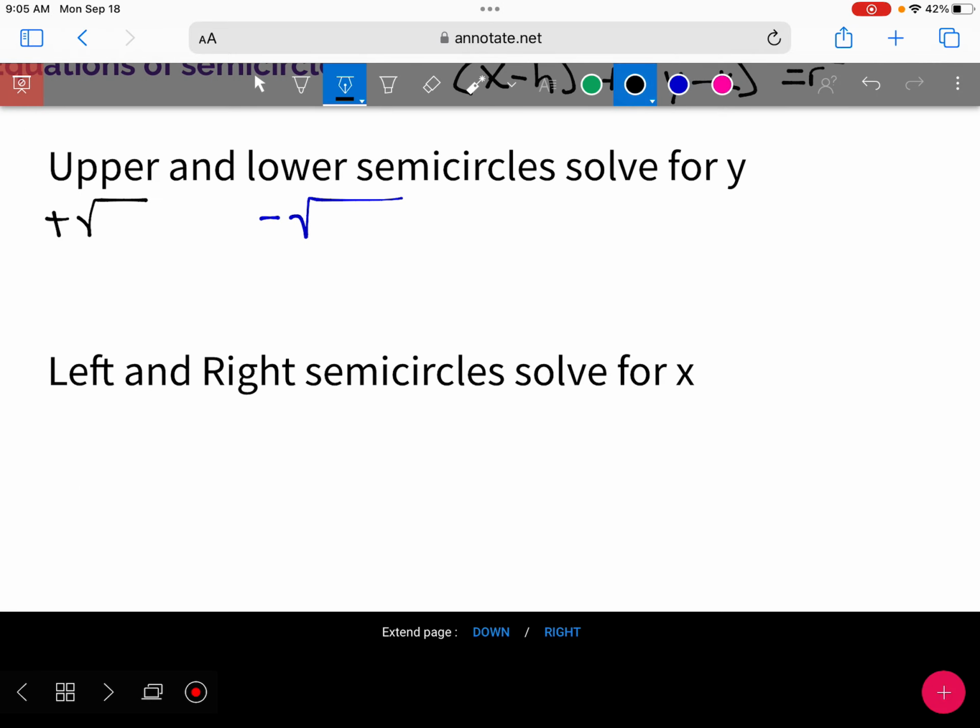Very similar for when we're solving for left and right semicircles, but this time we solve for x. So our left semicircle, think about a number line. Negative numbers are to the left. Positive numbers are to the right. We will practice this. But what we're going to do is solve for the variable. Solve for y or solve for x.